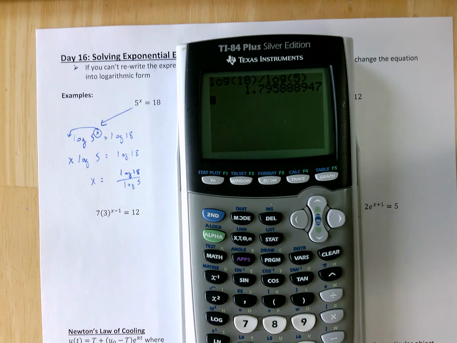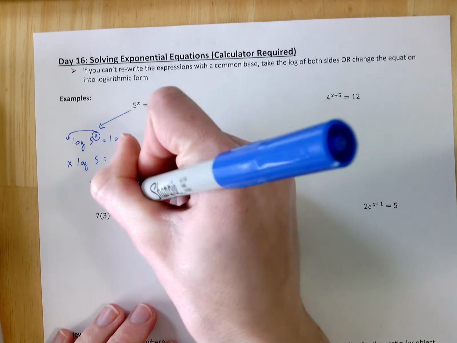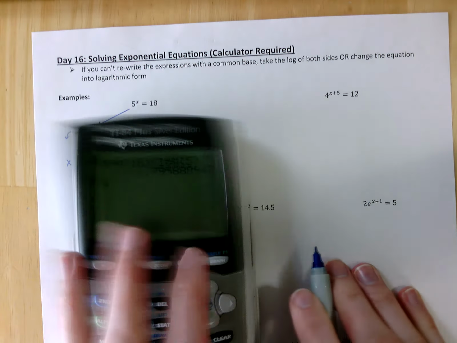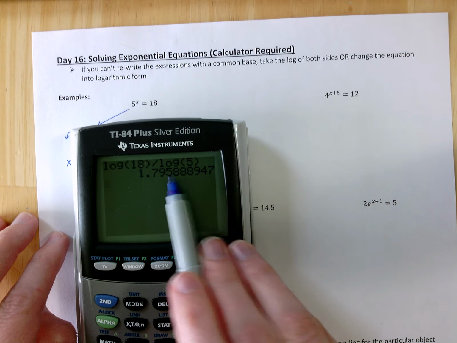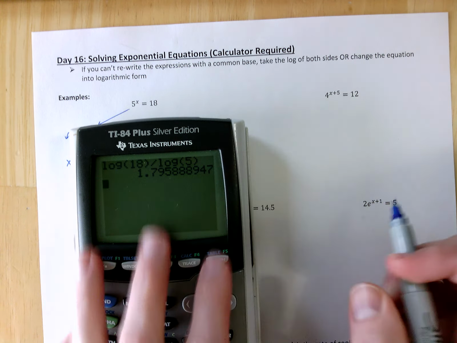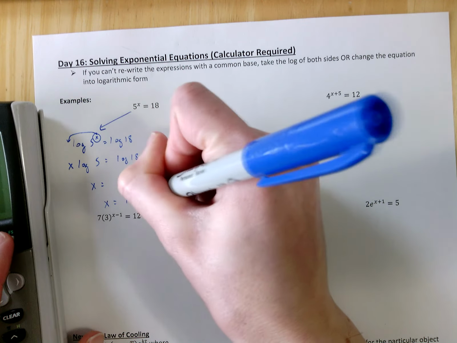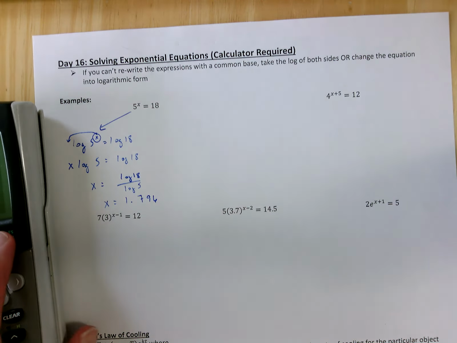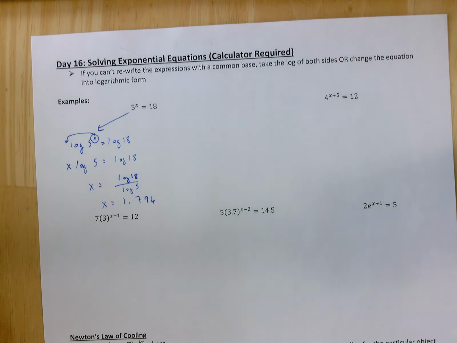We get this number, and we're going to round this to 3 decimal places. So it's going to be x equals 1 point, I want 3 decimal places, so I'm going to take the 8 to round the 5 up to a 6. So it'll be 1.796. That is your first option for how you could do this.